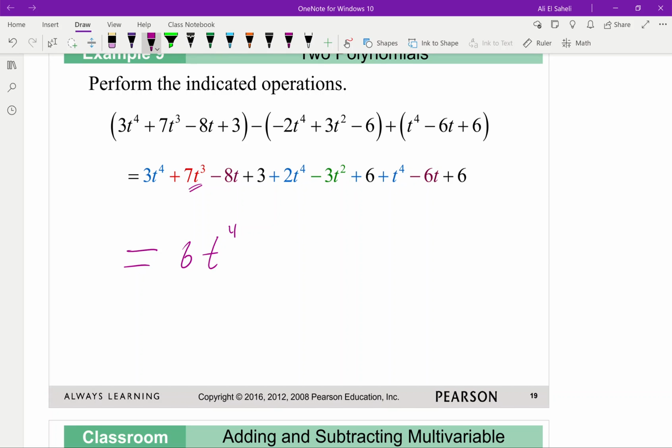Power 3, no power 3, no power 3. So just 7t to the power 3. Power 2, there is no power 2 here, only 1, so minus 3t squared. t minus 8t, no t here, minus 6t, so that's minus 14t. Constant term, 3 plus 6 is 9, plus 6 is 15.